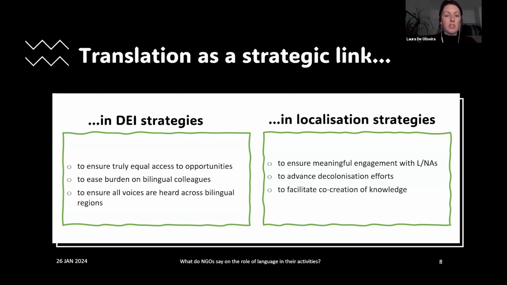Moving on to localization, I believe integrating translation expertise and provision into localization strategies is crucial to ensure meaningful engagement with local and national actors. The extent to which translation is integrated can also help advance decolonization efforts. If, for example, we invest time and resource in understanding the language needs and preferences of the communities we want to shift power to. Lastly, adequate translation planning is key if we are to facilitate the co-creation of knowledge, such as technical expertise, in a consistent, sustainable, and efficient way.